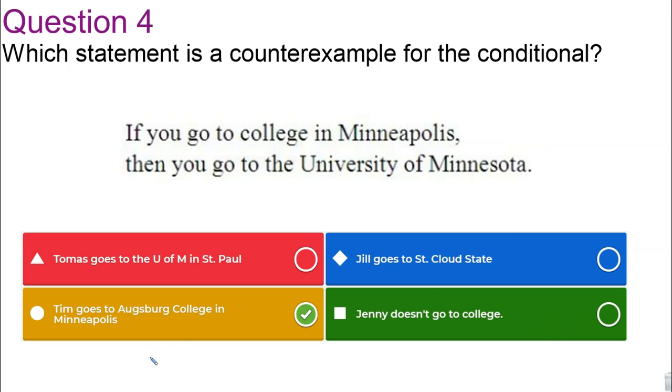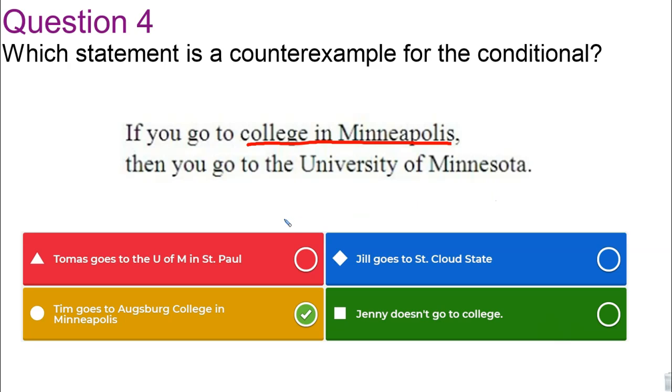We could say Tim goes to Augsburg College in Minneapolis. That's a good counterexample because that is a college in Minneapolis, which satisfies the hypothesis, but it doesn't satisfy the conclusion. He's not going to the U of M, he's going to Augsburg.